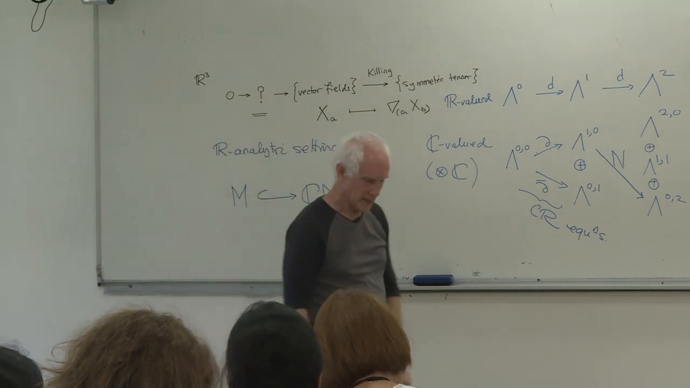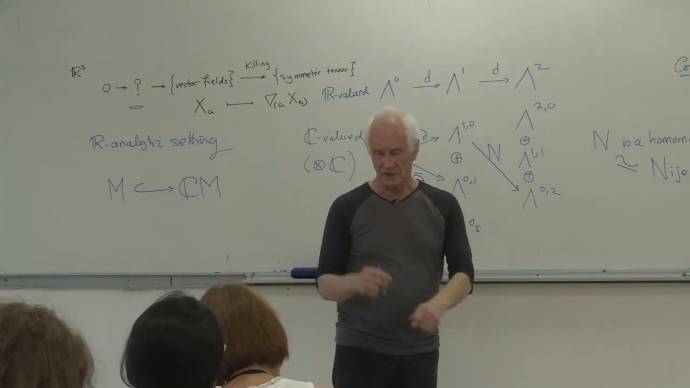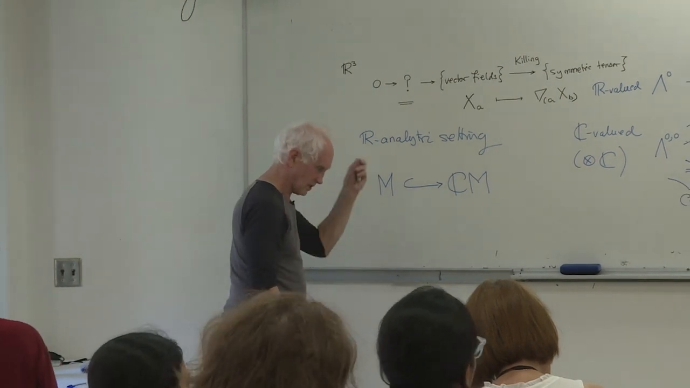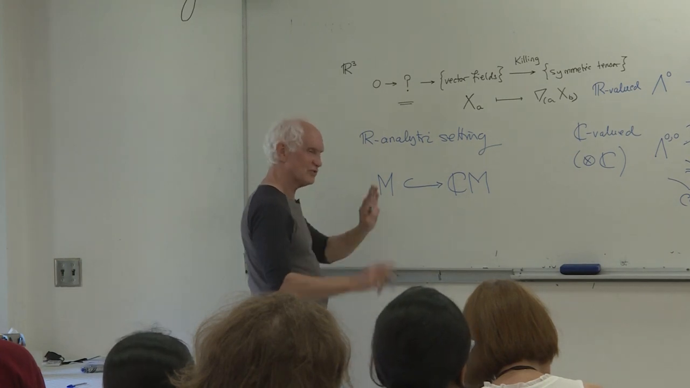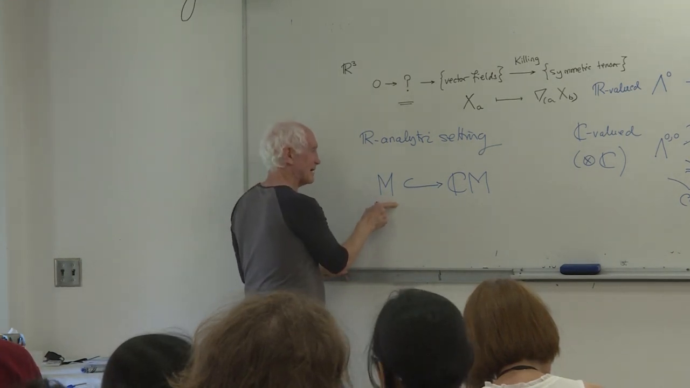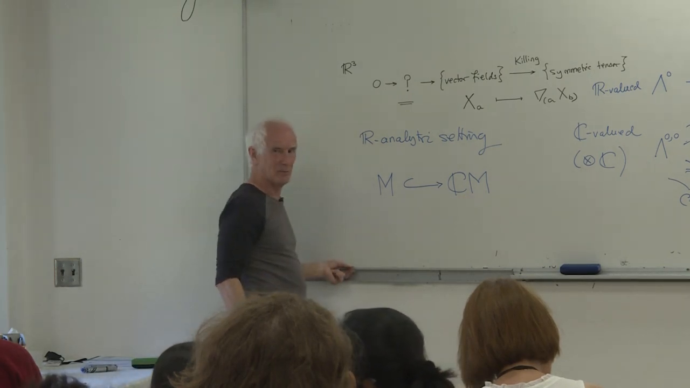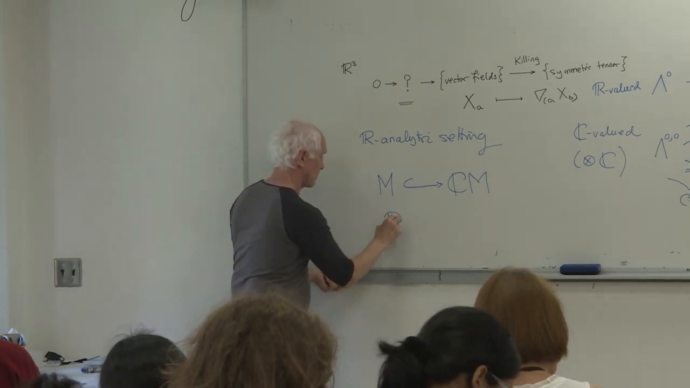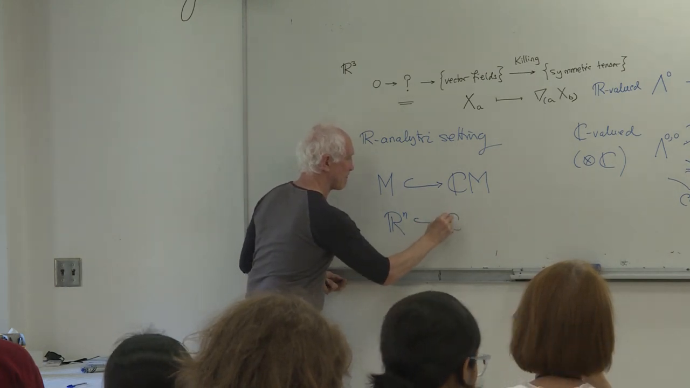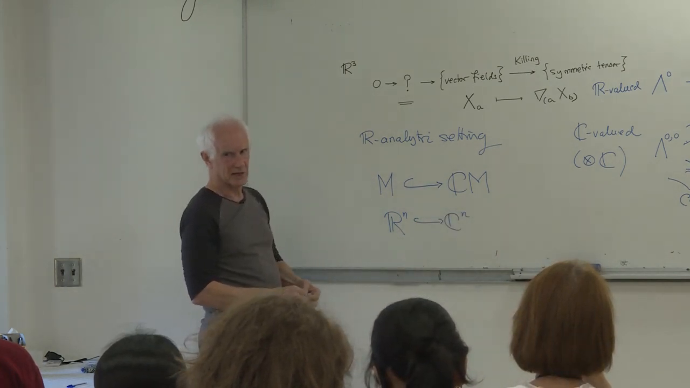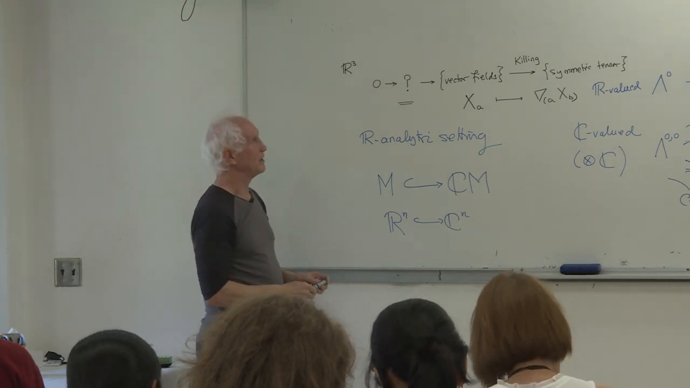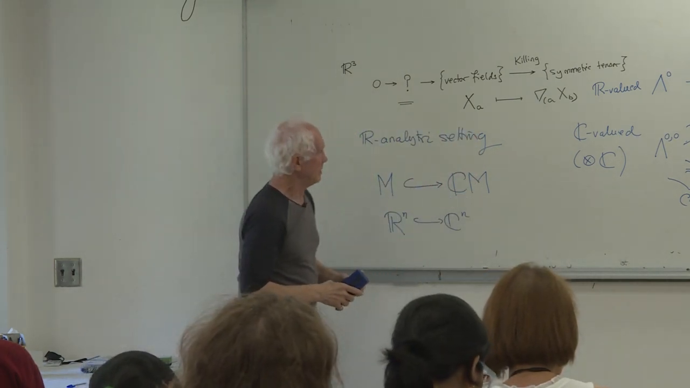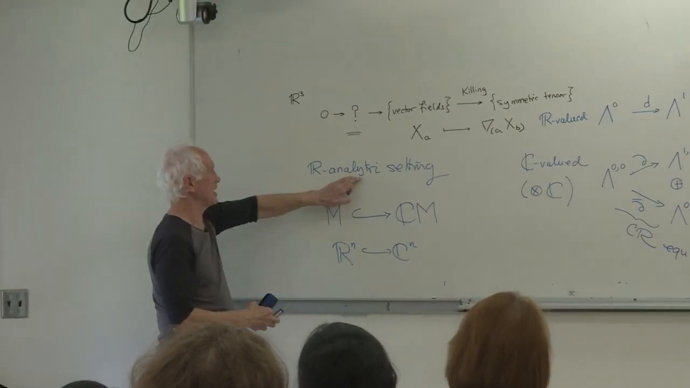There are some issues here to check that this is Hausdorff, but it was accomplished in 1959, so fairly recently. Whitney was one of them, Whitney and someone else. So you've got a real analytic manifold now sitting inside its complexification. Locally it's just like taking Rn and sitting it inside Cn. It's locally modeled on exactly that.